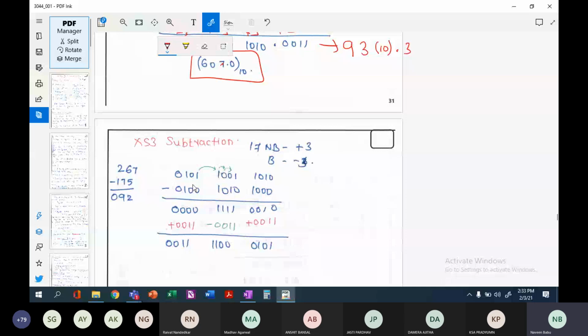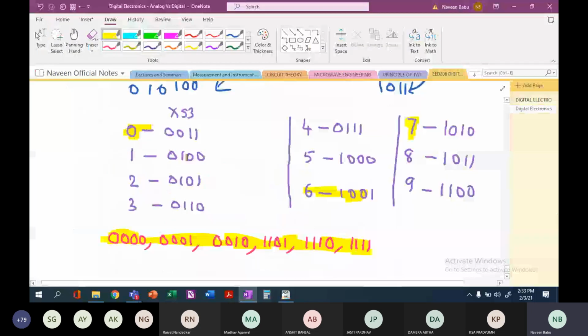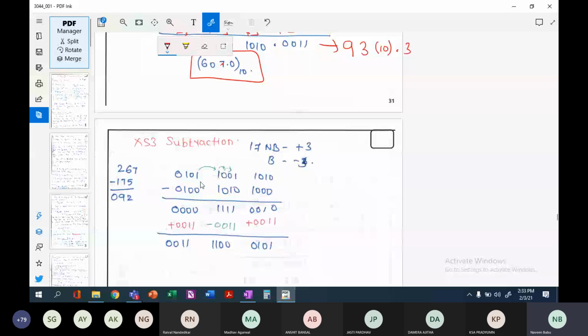So 267 is represented as, for 2, maybe you can have this particular table in hand. 2 corresponds to 0101. 6 corresponds to 9, equivalent to 1001. 7 corresponds to 1010. And 1 corresponds to 0100. 7 corresponds to 1010. And 5 corresponds to 1000. You subtract 0, 1, 0 and 0.